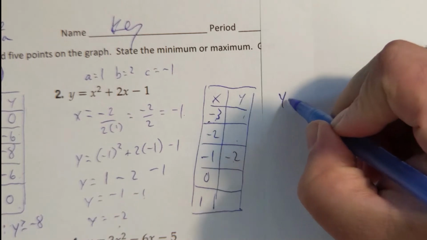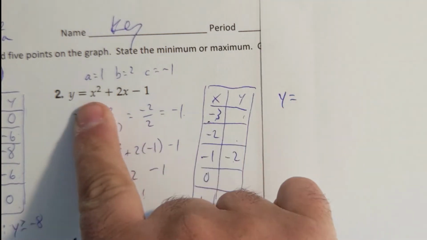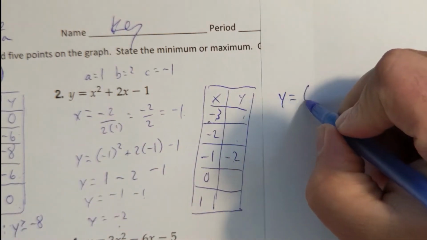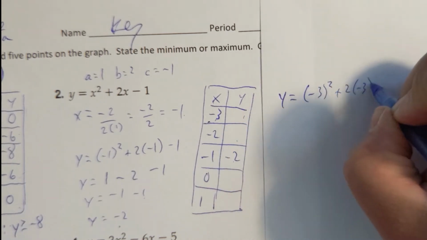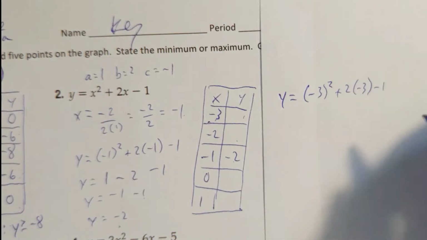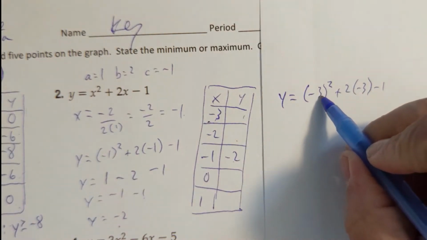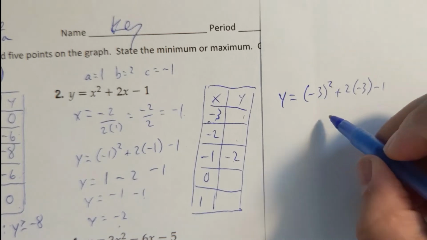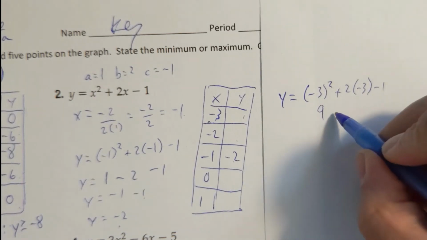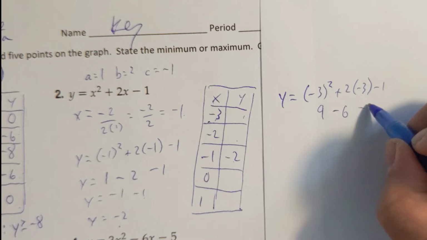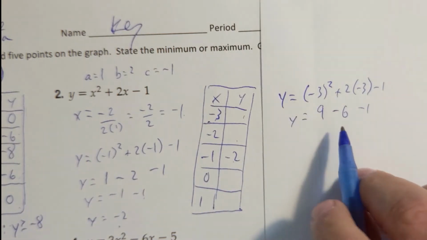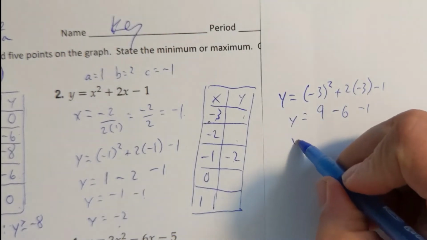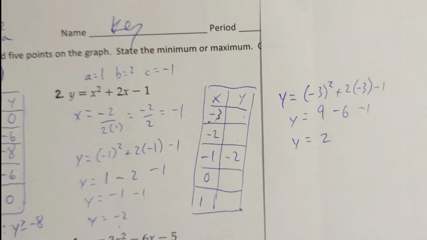So when I substitute -3 into there, it's going to be -3 squared plus 2 times -3 minus 1. And then -3 squared means -3 times -3, so we're at +9. 2 times -3, you're subtracting 6. And then 9 minus 6, we're at 3. And then 3 minus 1, we're at 2. So there's our first y coordinate.